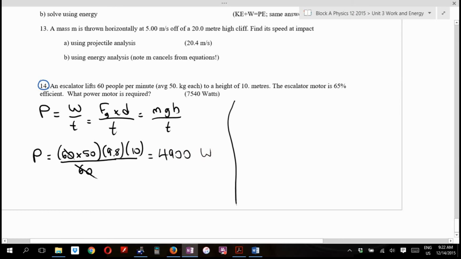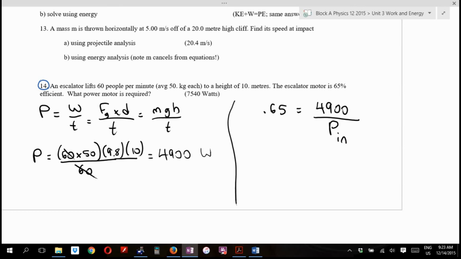How efficient is it really? So 65% as a decimal is 0.65. And that was calculated by the power we got out divided by the power we put in. We got out 4,900 watts of power. This is going to be the actual power of the motor. The other reason I knew that what I'm looking for was on the bottom was the smaller number, the amount of work that we get out is going to be on top. And I always know we don't get more out than we put in. Otherwise, we get a Nobel Prize.